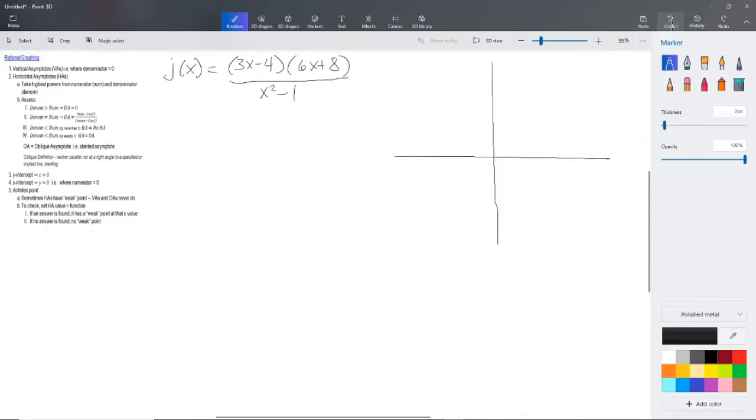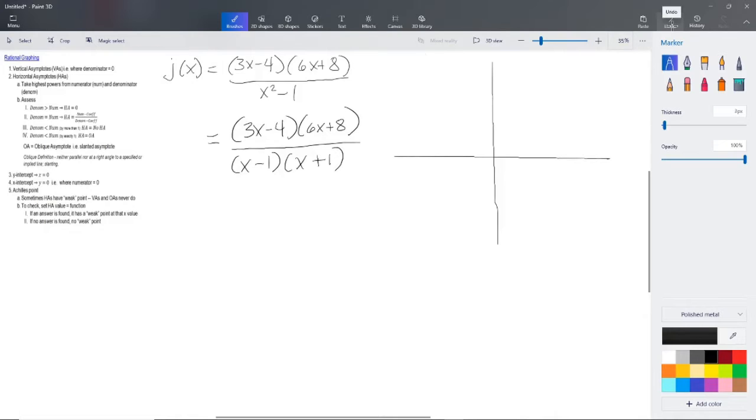So I'm going to expand the denominator first. Our numerator stays the same. That part isn't changing one iota. Still have 3x minus 4 times 6x plus 8. The denominator, when we break it down, becomes x minus 1 times x plus 1. All right, so there's value in that piece.